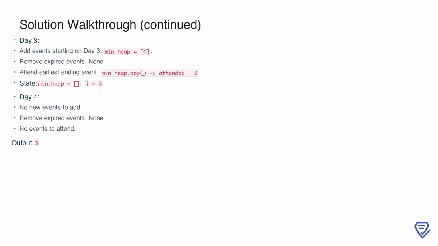On day 3, we add the event starting on this day to the heap, so min_heap becomes [4]. There are still no expired events, so we attend the event that ends earliest, popping it from the heap and increasing attended to 3. At this point, the heap is cleared, and I is updated to 3. On day 4, there are no new events to add, and since there are no events in the heap, we simply move on without attending any events. This concludes the iteration, and the final output is 3, indicating that we were able to attend 3 events in total. This example demonstrates how the algorithm ensures that we prioritize events with the earliest end times while adhering to the constraints of the given days.